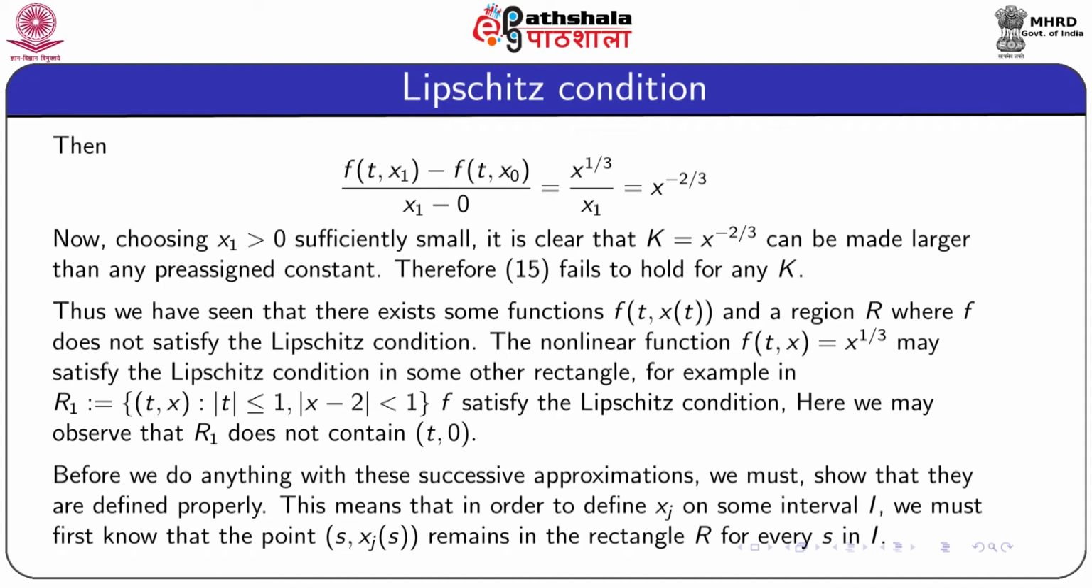Therefore, whatever we do with this successive approximation, we must show that they are defined properly. This means in order to define x_j on some interval I, we must first know that the points x_j remain in the rectangle R for every s in I.